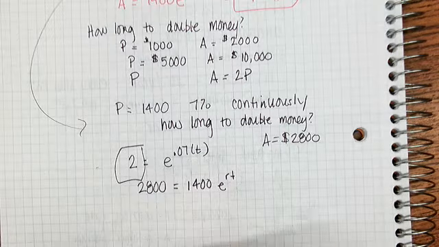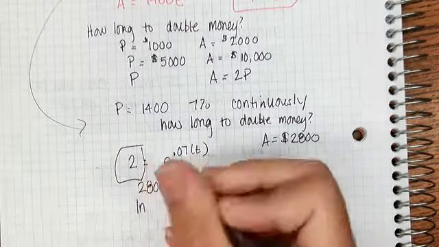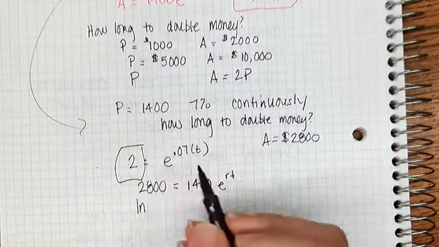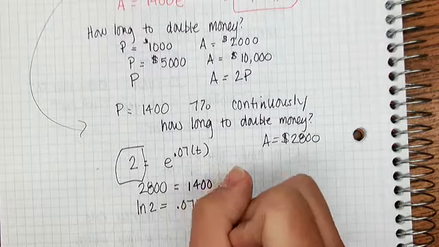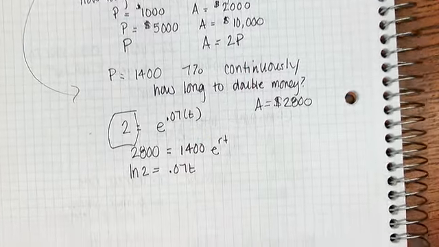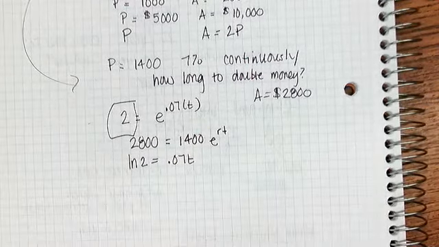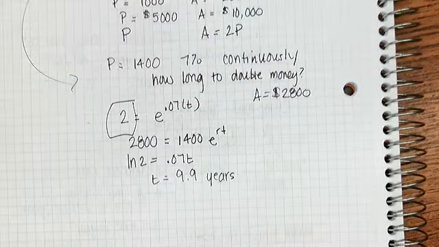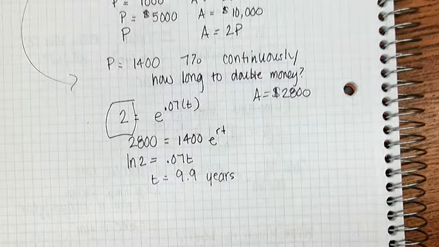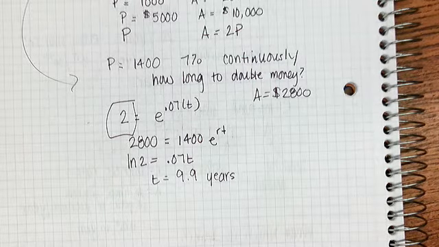So changing forms, this is the natural log, base e, of 2 equals 0.07t. Divide by 0.07, see what you get. 9.9 years. That is a very long time to double your money.